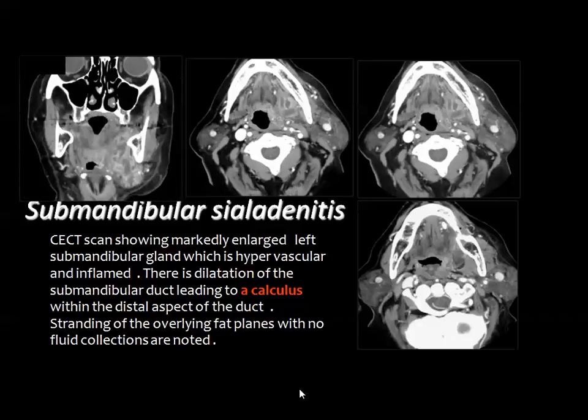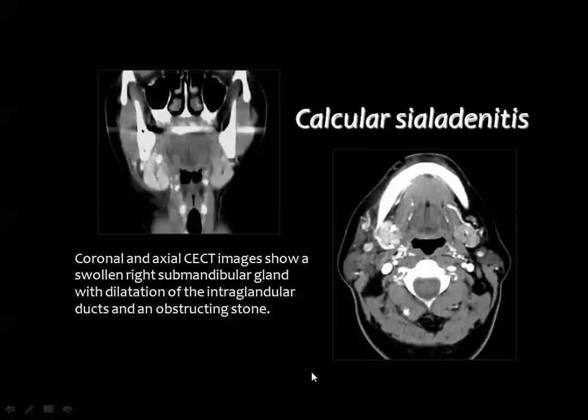infection as well. And this is the coronal image, and you can see very well the markedly enlarged submandibular salivary gland, heterogeneous density, intraglandular abscesses, and of course you remember the stranding of the subcutaneous fat, which is one of the findings that can support the possibility that you are dealing with an inflammatory process.